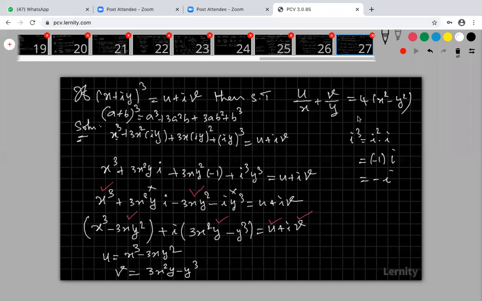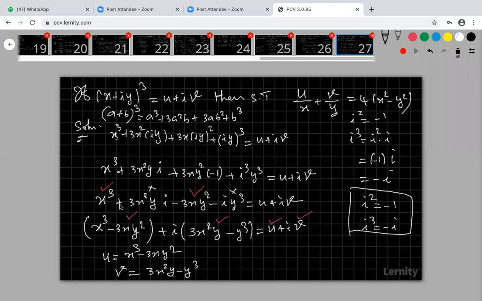Here I'm applying the values. My i square value is -1. My i cube value is -i. Please try to understand. i square is -1. i cube is -i. Apply these two values here. Here i square is -1. Here i cube is -i.